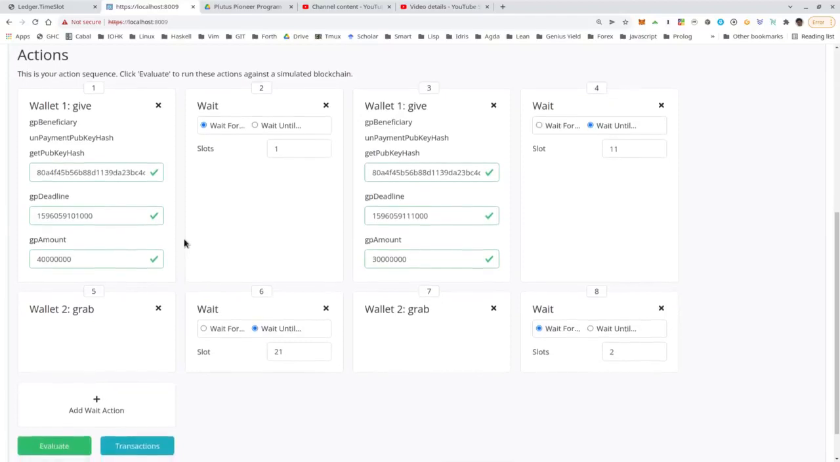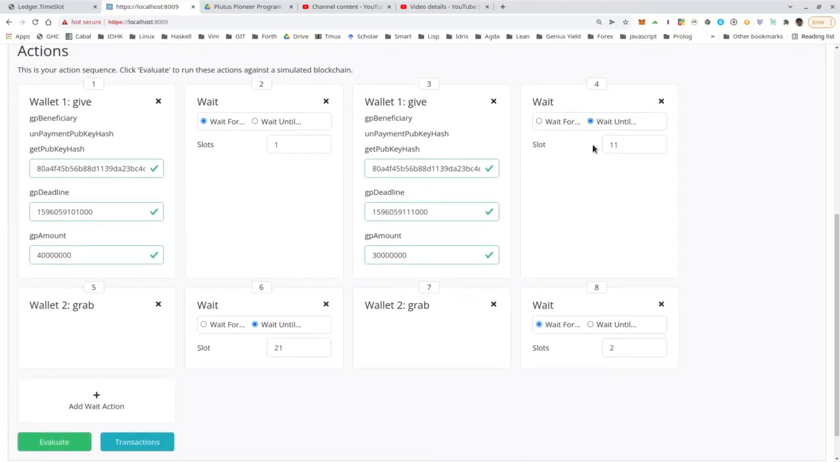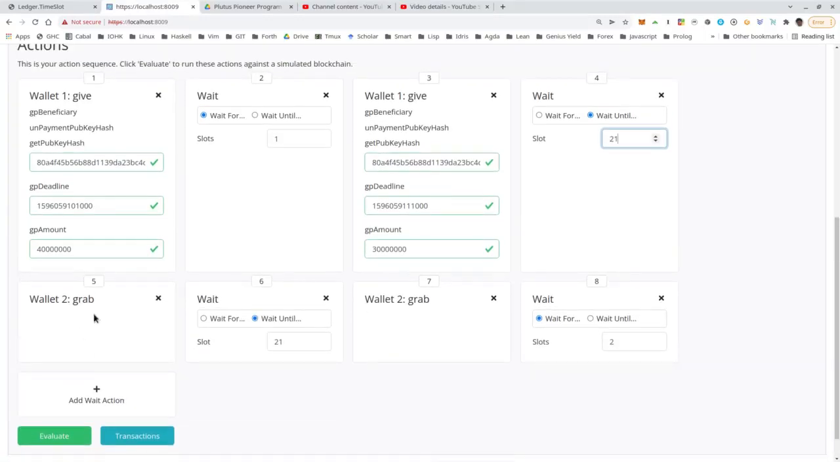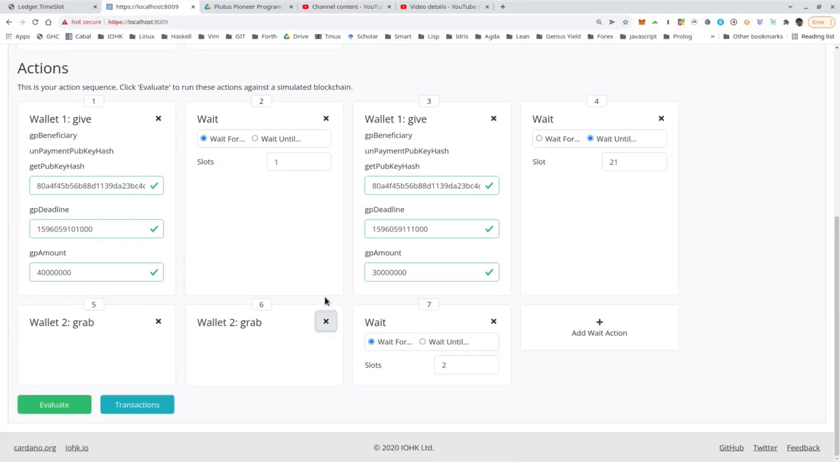If instead of only waiting until slot 11, I immediately wait until slot 21, I should be able to grab both gifts with this grab action in a single transaction. So I should be able to get rid of this wait and this grab. And let's see how that works.